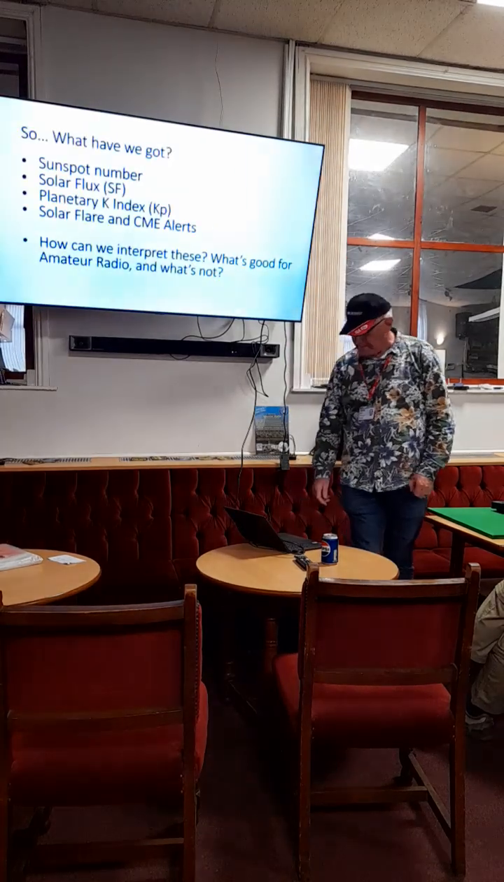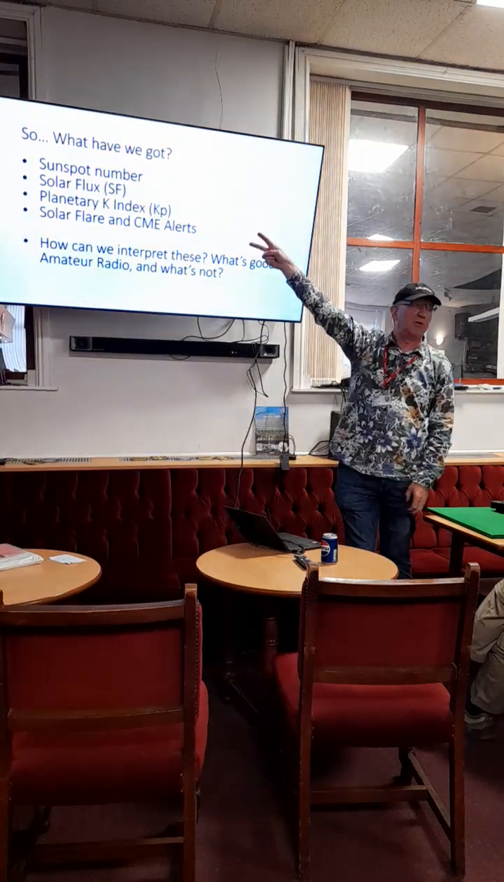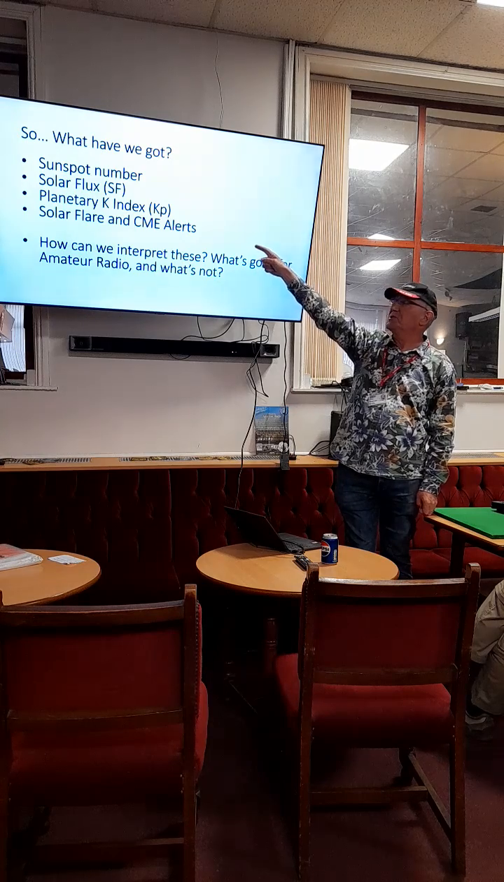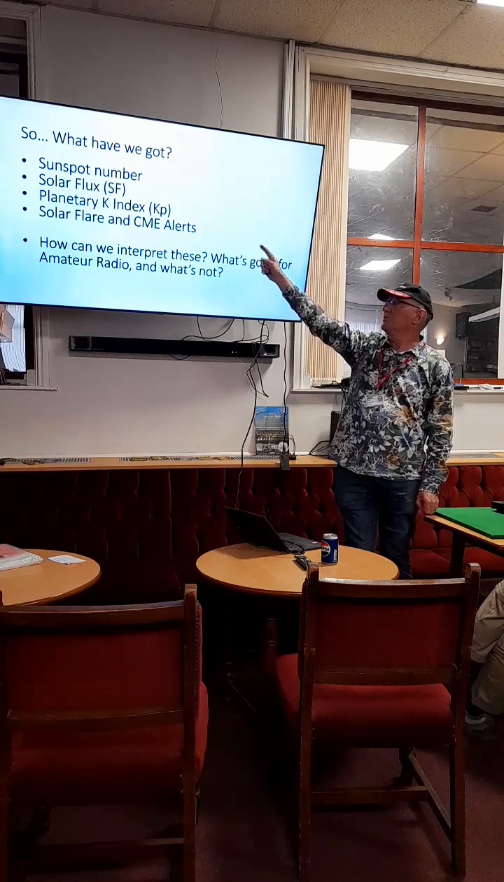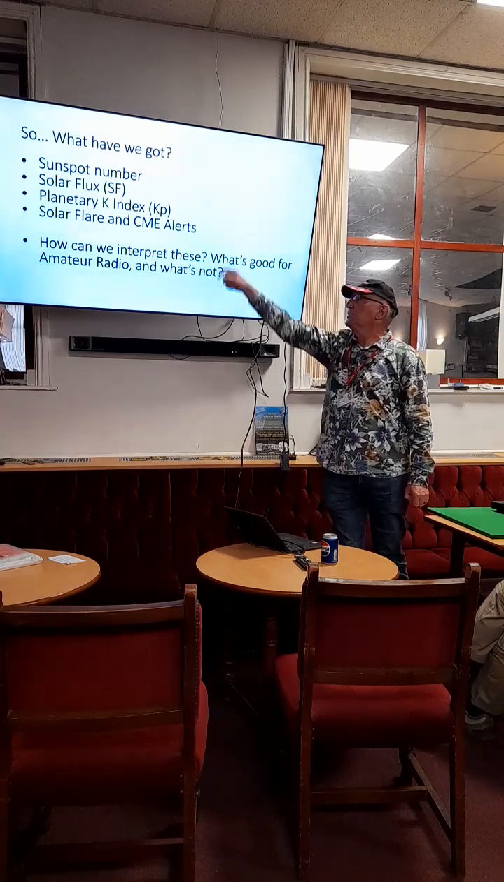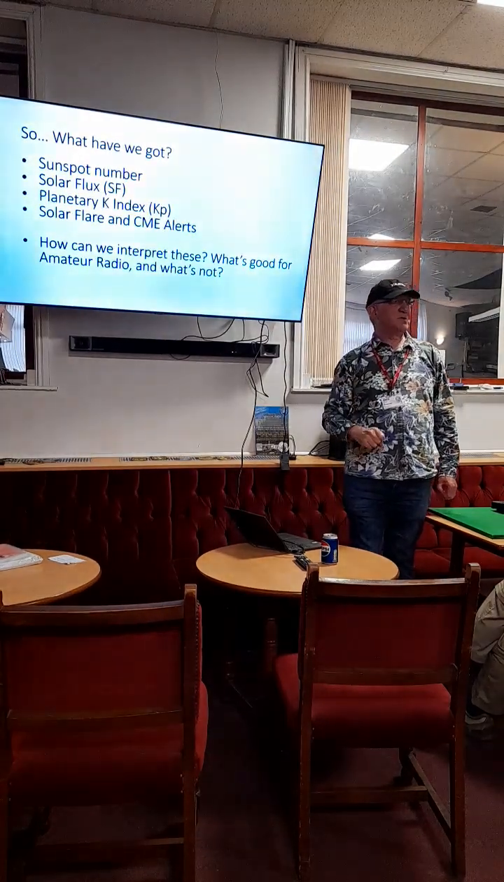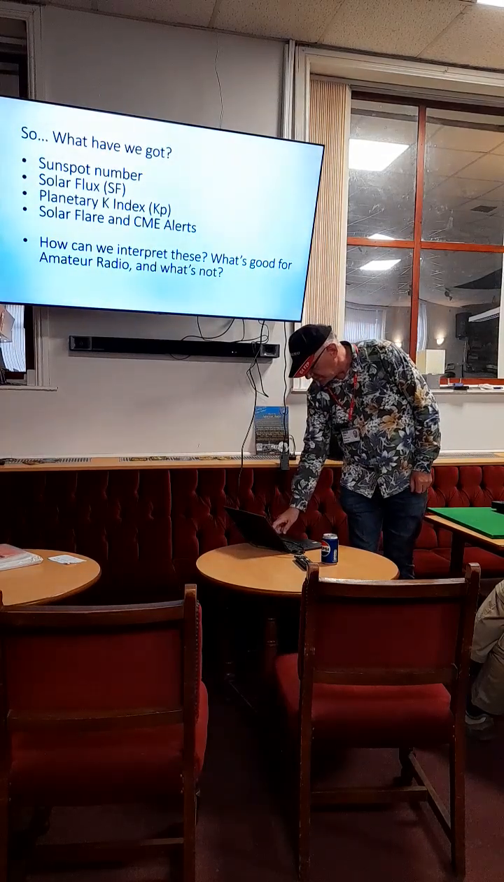So what have we got? Here's the ones we talked about. The sunspot number and the solar flux, remember that. The planetary K index shows us what's happened in terms of have there been any disturbances because of solar flares. We can get alerts for those. How can we interpret them? How can we figure out what this means given the numbers? And where do we find the numbers as well? That's a good question.